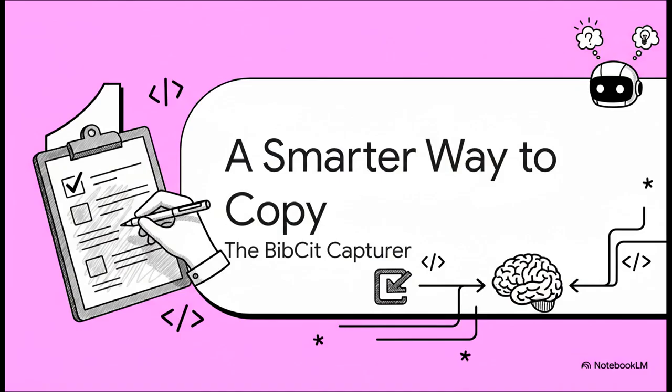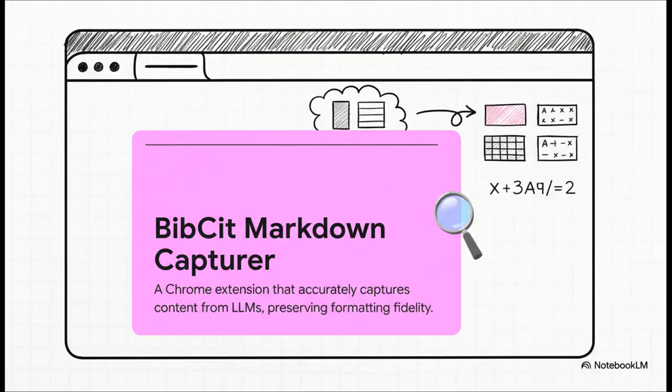The solution is a tool that was built specifically to solve this one problem. It's called the BibCit Markdown Capturer, and you can pretty much think of it as the ultimate smart clipboard for your AI. So what is it exactly? Well, it's a super simple Chrome extension. Its one job in life is to grab the content from your favorite AI and make sure that every single piece of formatting, we're talking headings, tables, equations, you name it, comes along for the ride perfectly intact.